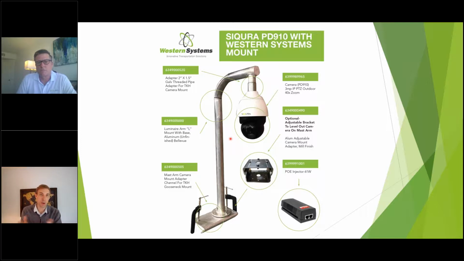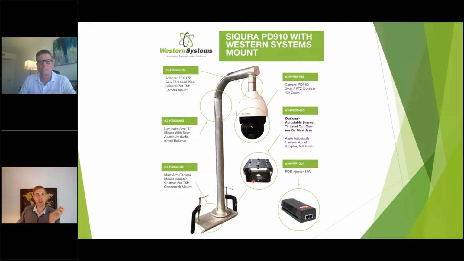So we found that happy medium and put together this bill of materials, this bundle, I guess you can call it, that brings together all these elements that have been proven already in the field. Right here, we've got an adapter. So if our mast arm is not parallel to the ground, our adapter will enable us to mount that pole perpendicular to make sure that we're getting a flat image coming out of that camera. And then also just the optional PoE injector right here. It will do 24 volt AC, but it can do PoE as well.